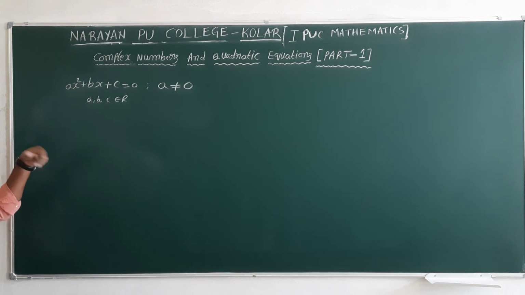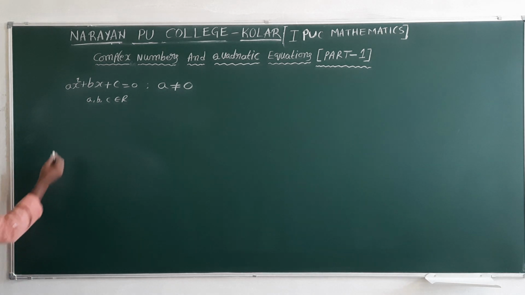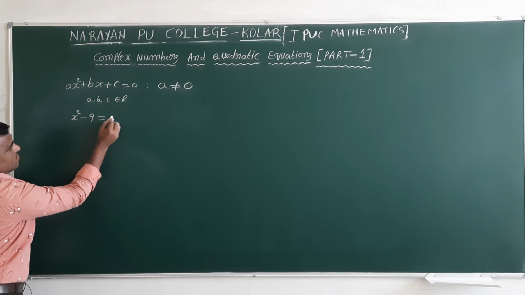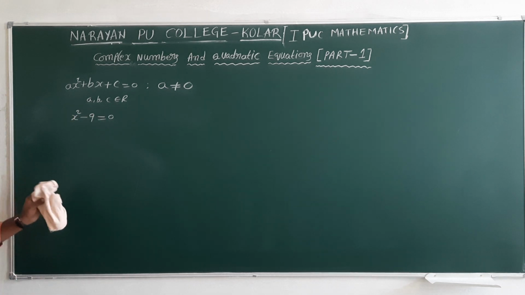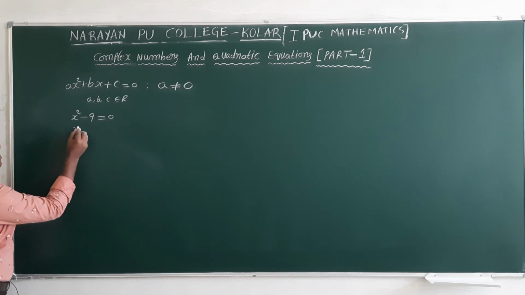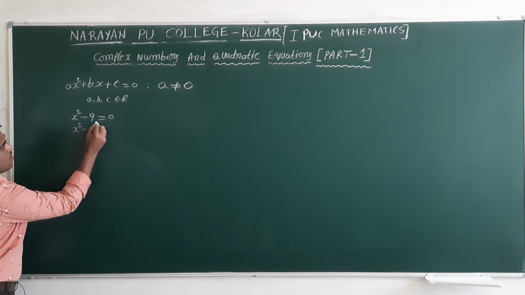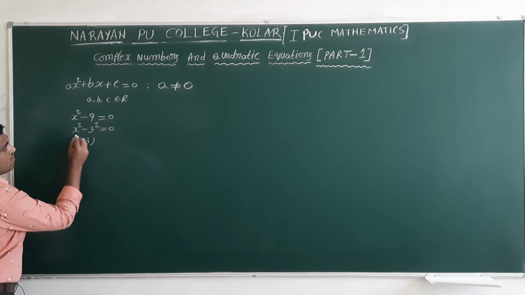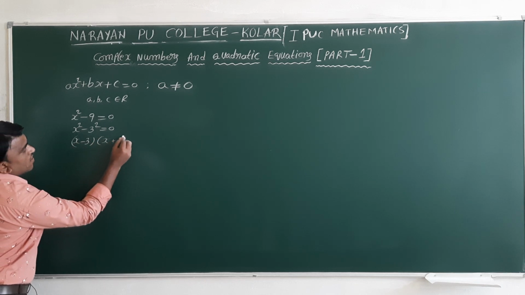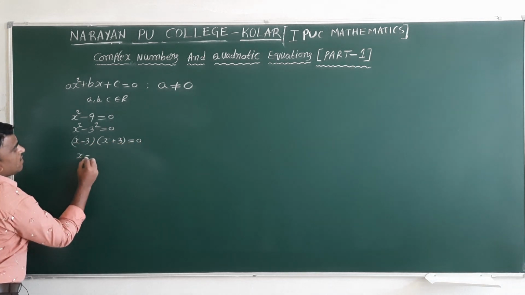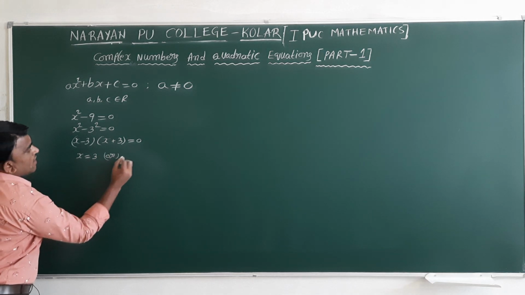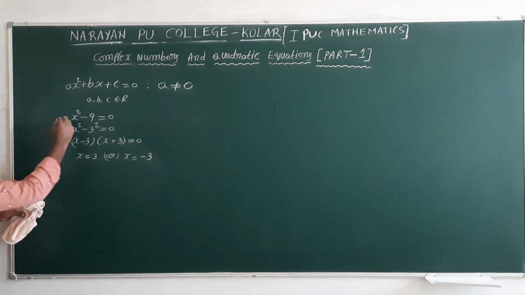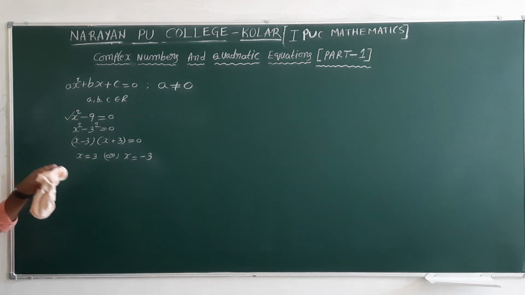How to find the solutions, we studied in earlier classes. For example, take the quadratic equation x square minus 9 equal to 0, a simple example. We can simplify it as x square minus 3 square equal to 0. This is the a square minus b square form. So x minus 3 into x plus 3 equal to 0. So either x value is 3 or x value is minus 3. These two are the solutions of the quadratic equation x square minus 9 equal to 0.